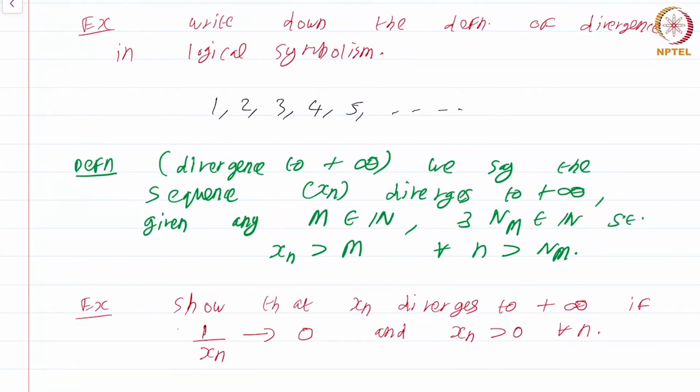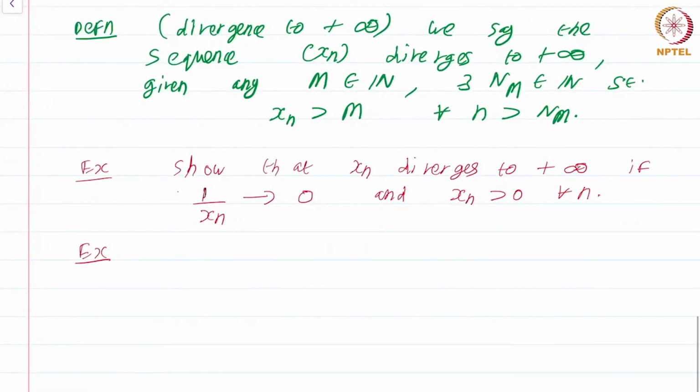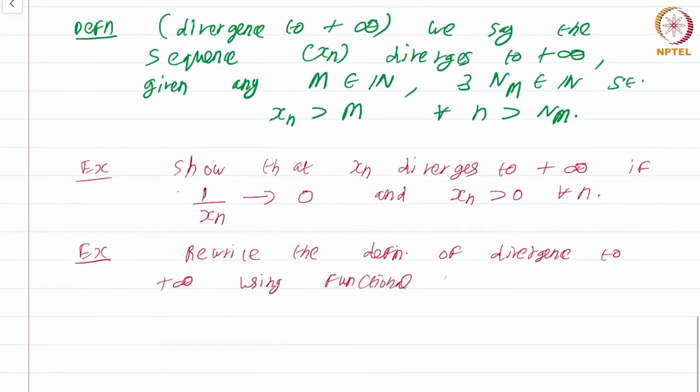Another exercise for you. Rewrite the definition of divergence to plus infinity using functional notation. Exactly like what we had for the convergence of sequences, where we used a function n of epsilon. Rewrite this definition also using functional notation. Okay? So, this is about divergence to plus infinity.